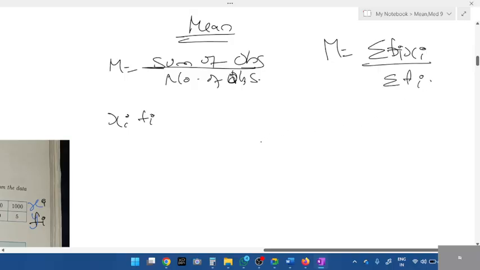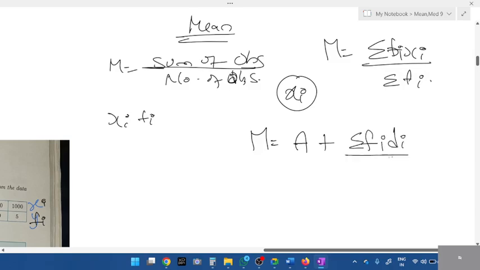Next, if it is assumed mean method, mean is equal to, we have to assume a value a. From which column do we assume? We always assume from the xi column, not fi, plus summation of fi di divided by summation of fi. Di is a separate column. What is di? Xi minus a.